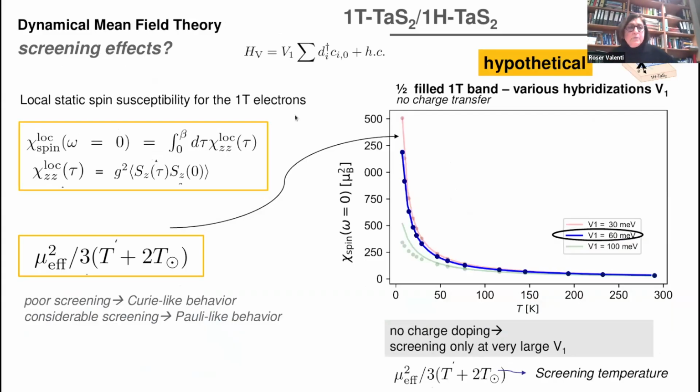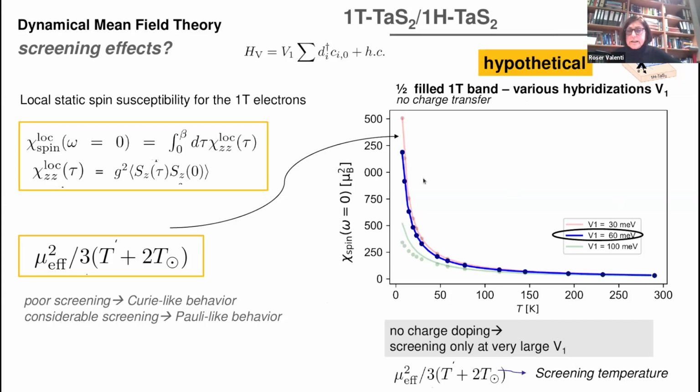So a quantity which one can calculate in dynamical mean field theory is, for instance, the local static spin susceptibility for these correlated 1T electrons. And here I'm plotting this quantity as a function of temperature for first the hypothetical case, the typical Kondo case, where in the 1T layer there is no charge transfer, so that we have one electron per site, localized, one magnetic moment, interacting with the conduction electrons of the 1H layer.